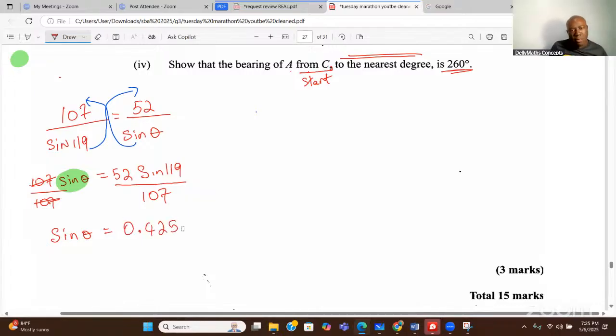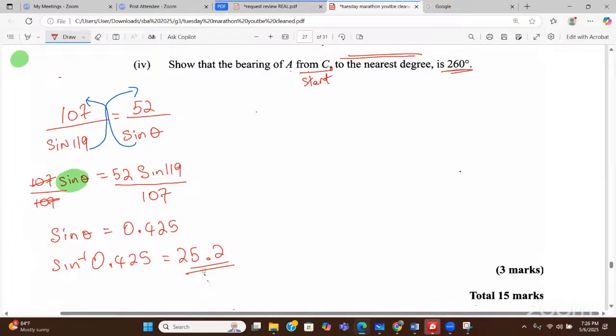0.425. All right, so that means we're going to go sine inverse of 0.425, because when you're going towards the angle, you have to use your sine inverse. You're going to notice that this is going to give us an angle of 25.2. Double check with me if you get 25.2 right there. Yes, sir. 25.15, but we round up to 25.2.